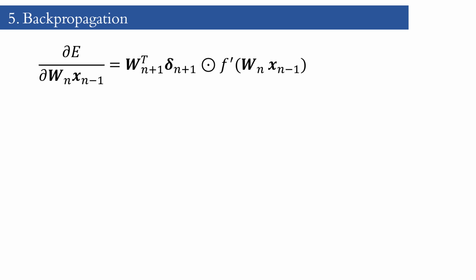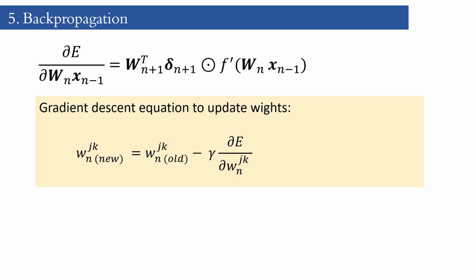However, when updating the weights using gradient descent, we need the derivative of the error with respect to Wnjk itself. Let gamma be the learning rate, which is a small constant. We can write the gradient descent equation in this form. To understand how gradient descent works, please refer to our lesson on that.